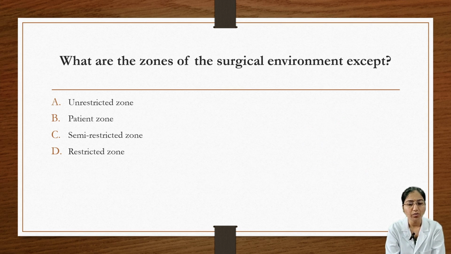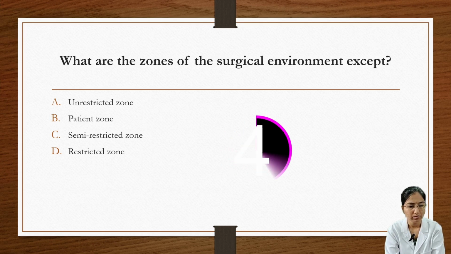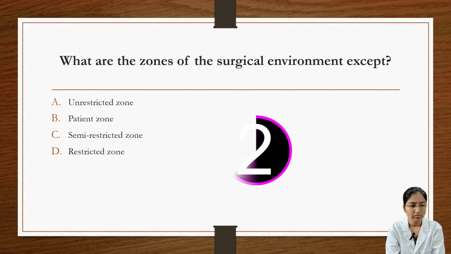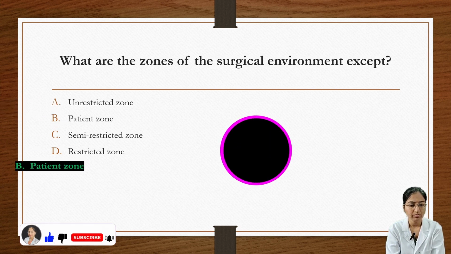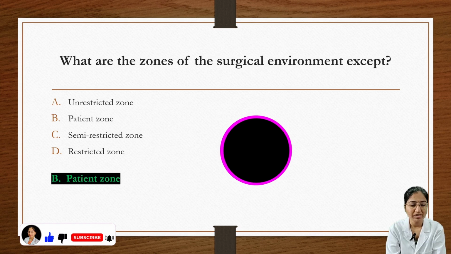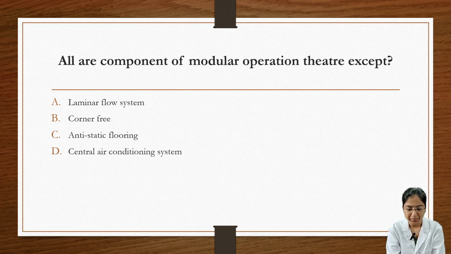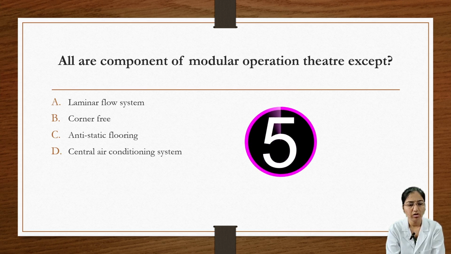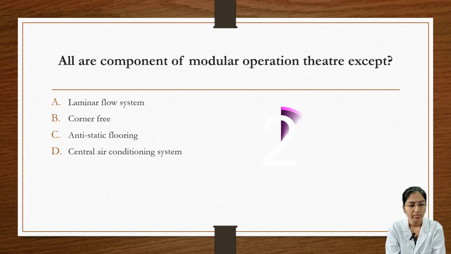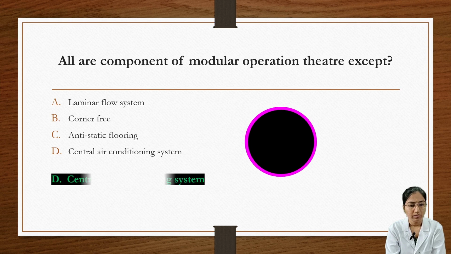What are the zones of the surgical environment except? Options are given. Right option is B. That is patient zone. Next question. All are components of modular operation theater except. Options are here. Right option is D. That is central air conditioning system.